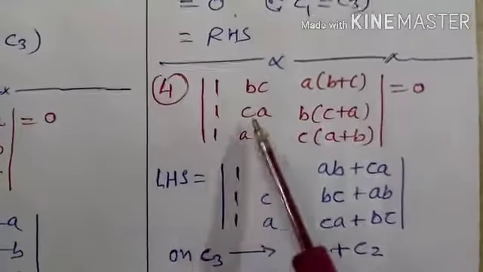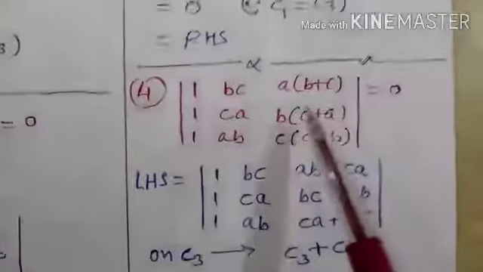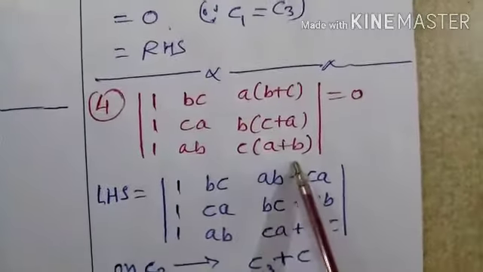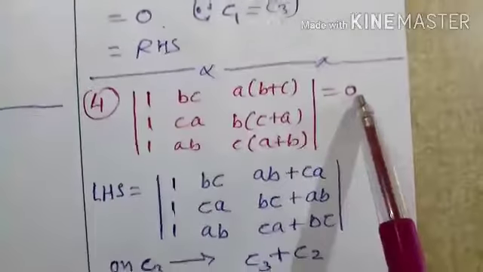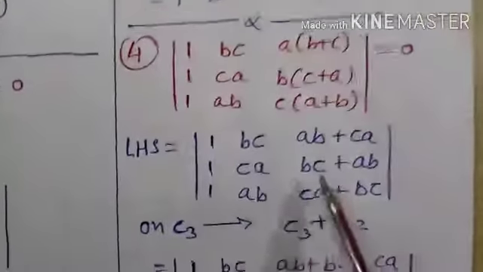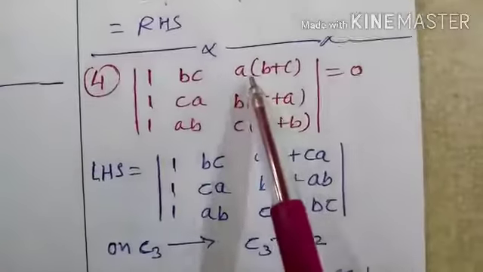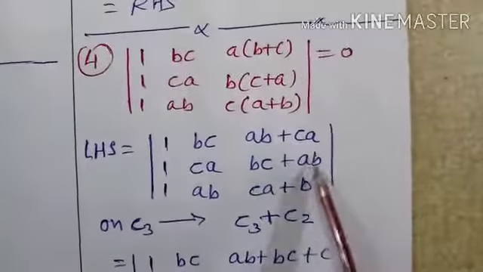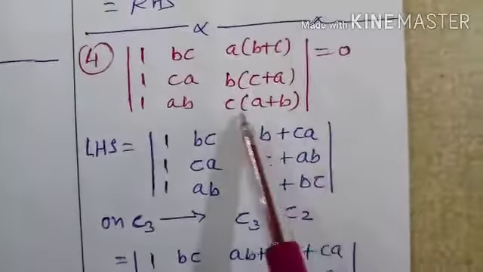First column 1, 1, 1, second is BC, CA, AB, and third is A in the bracket B plus C, B in the bracket C plus A, and C in the bracket A plus B, and once again the target is 0. So once again, by taking LHS and opening this bracket, it will be AB plus CA, BC plus AB, and CA plus BC. Write in cyclic order: AB, BC plus CA.